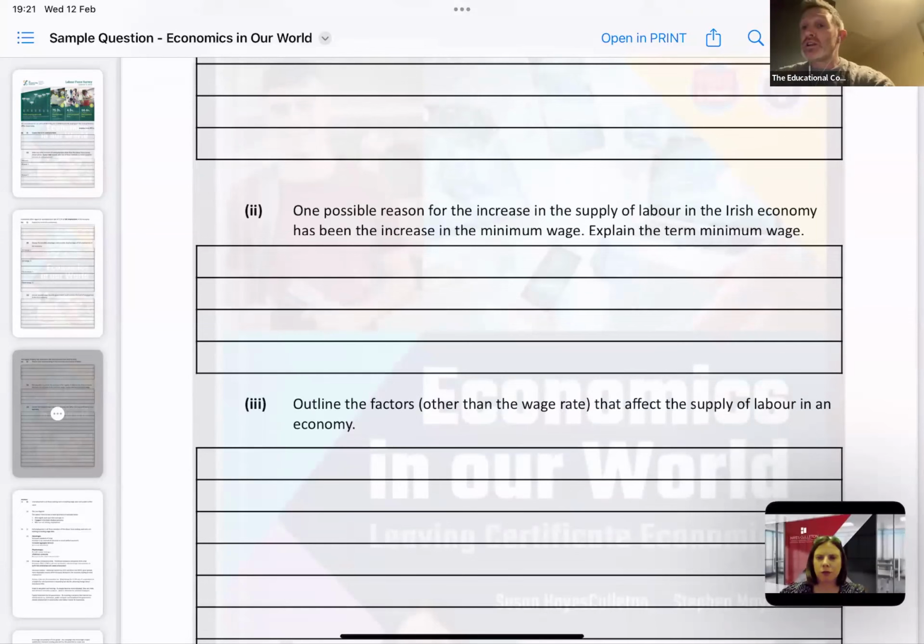So part 2, one possible reason then for the increase in the supply of labour in the Irish economy has been the increase in the minimum wage, and then explain the term minimum wage. So obviously that's an incentive to work. So minimum wage then, the lowest, now this came up a couple of years ago, and a lot of students were just saying minimum. And obviously if it's in the question, then they should be using a different word. So the lowest amount of money that an employee can be paid for work per hour.